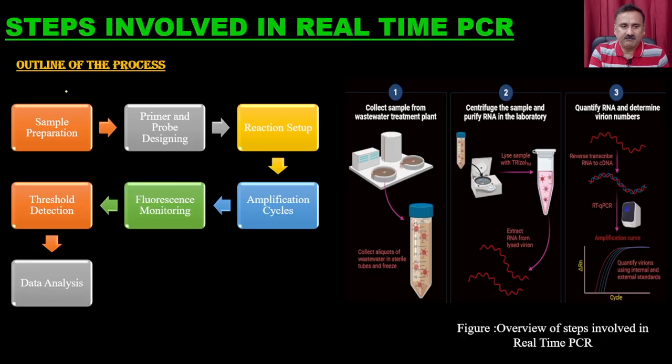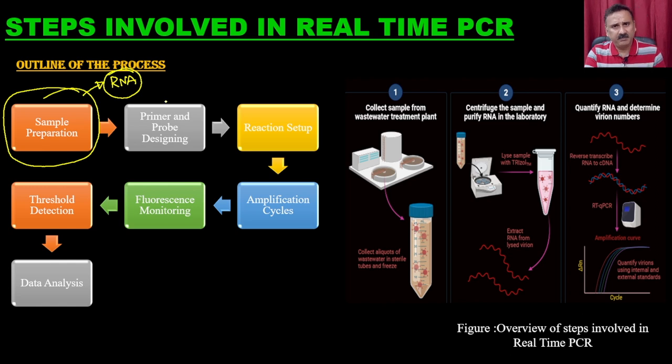So, if you see the steps, first step is how you are going to prepare the sample, right? So, in the first step, you are going to denature the cells and you are actually going to prepare the RNA, right? And we have prepared a small demo clip so that you can get acquainted with how you can isolate the RNA.